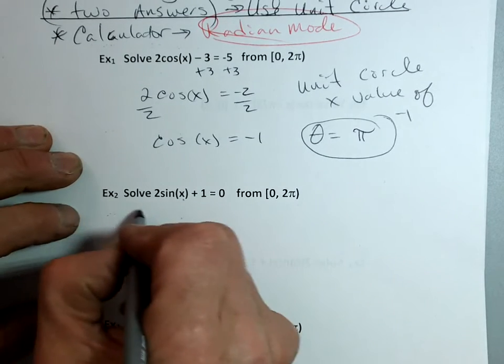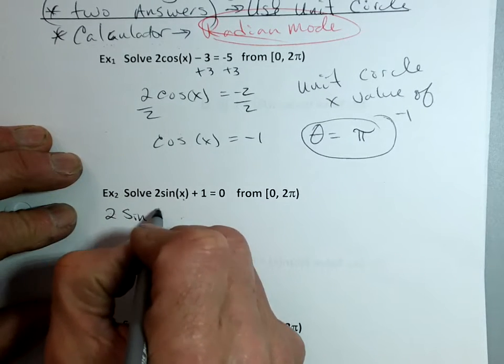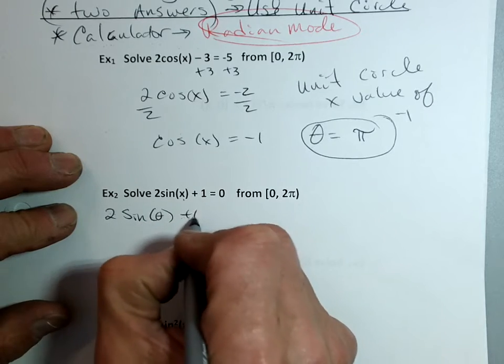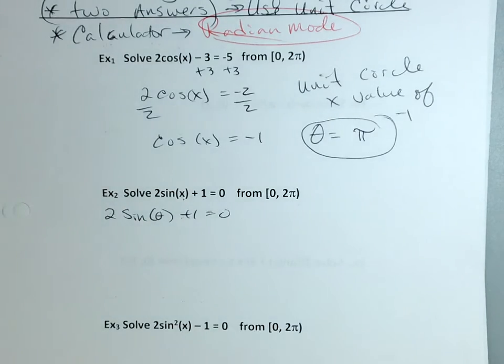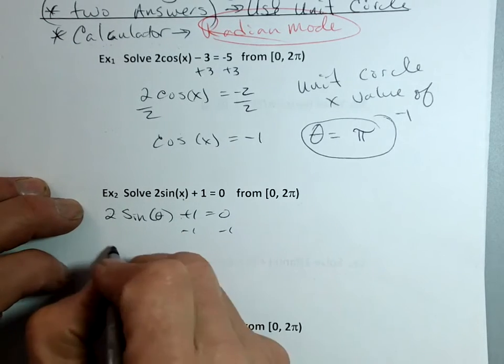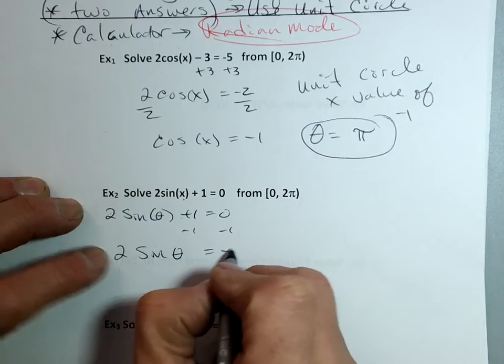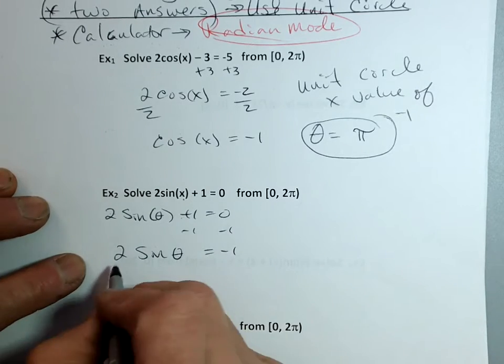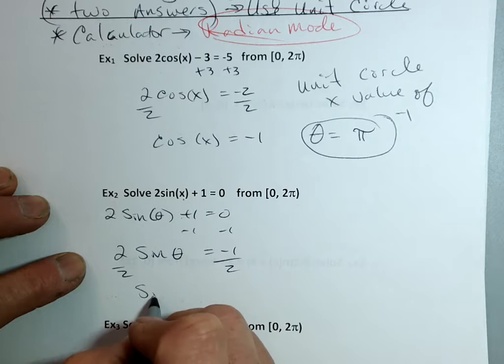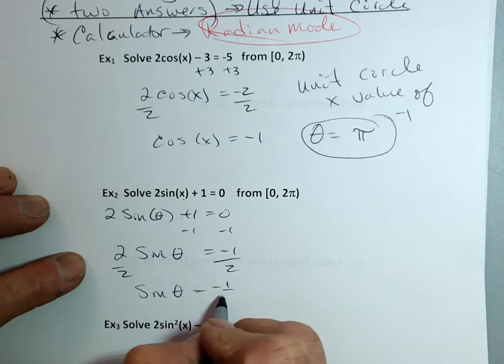Number 2. So let's rewrite this as sine of theta plus 1 equals 0. Okay, so if I had, super easy, 2x plus 1 equals 0, how would you solve? Minus 1, and then divide by 2. You get 1 half. Exactly. We do the same exact thing, so we're going to go minus 1. 2 sine theta equals negative 1, right? Divide by 2. We've got sine of theta equals negative 1 half.